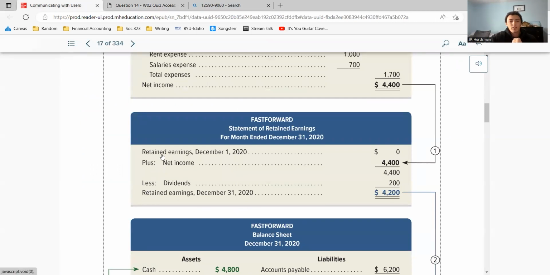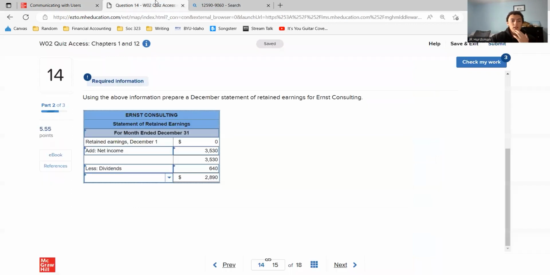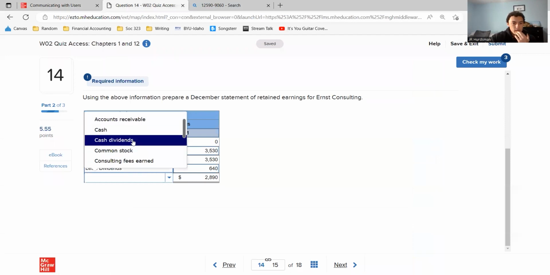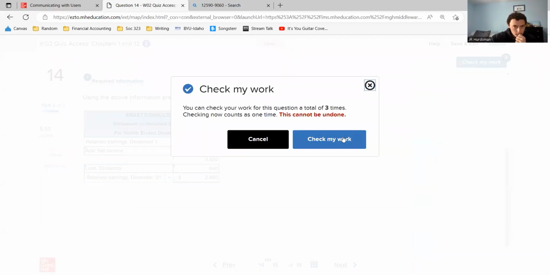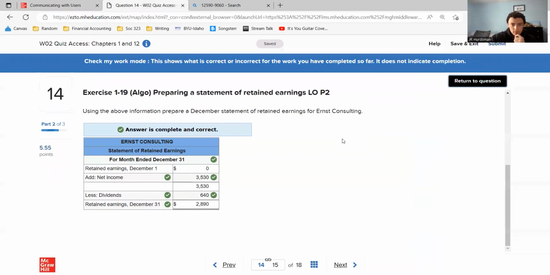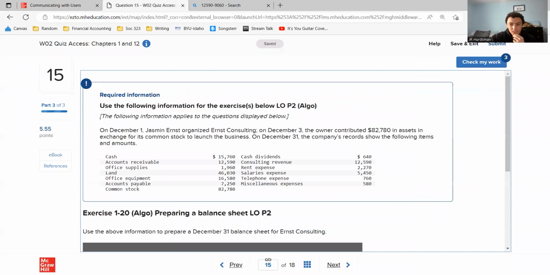All right, so we got the retained earnings at the beginning, good. And then we had the plus net income, good, less dividends, good. And now we just need the retained earnings and then the final date for the period. So I'm gonna come down here, retained earnings with the final date, not the beginning, because we want the whole period in here. All right, let's check our work. Solid, super good. All right, let's go to the next one.